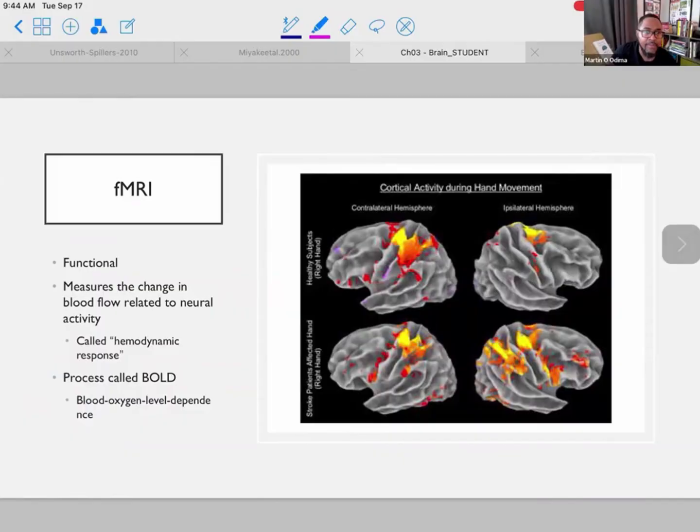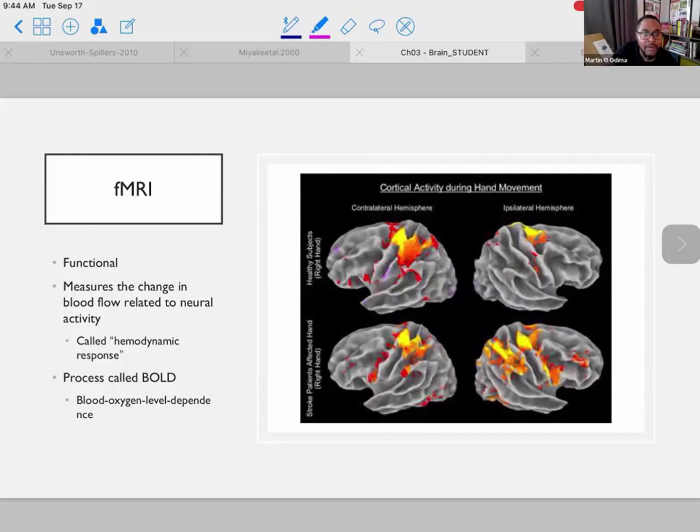The F in fMRI stands for functional, and it measures a change in blood flow related to neural activity. That's often called a hemodynamic response, and the process is called BOLD, blood oxygen level dependent. You can see on the right side, this shows us the measure of change in blood flow with the neural activity.